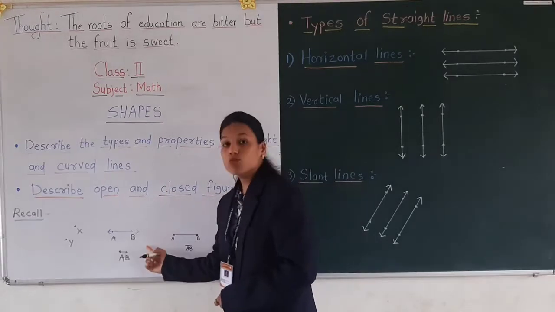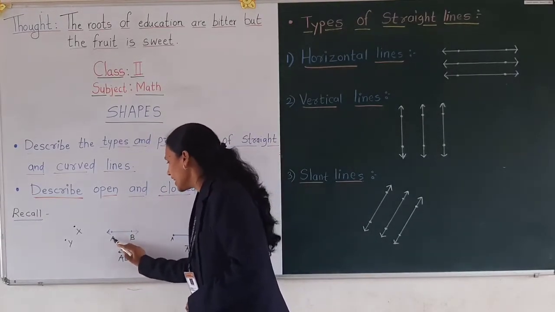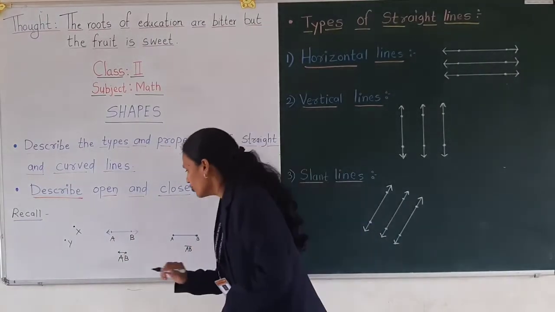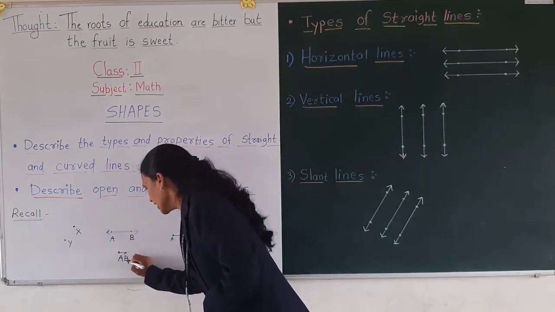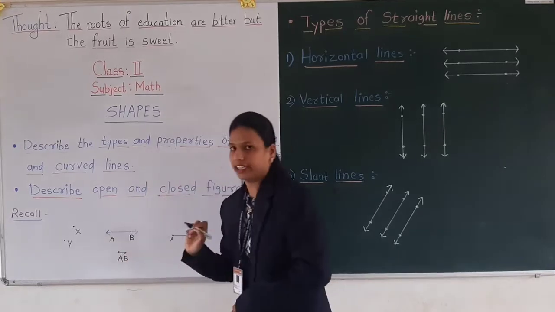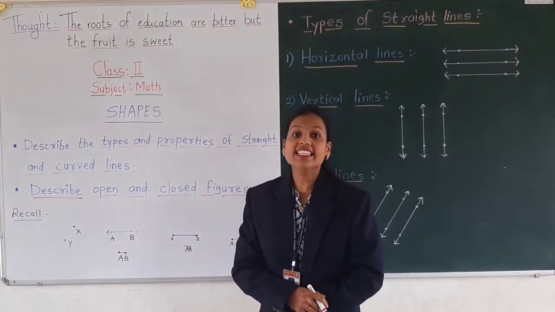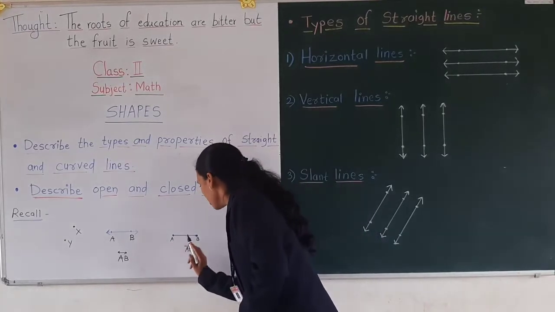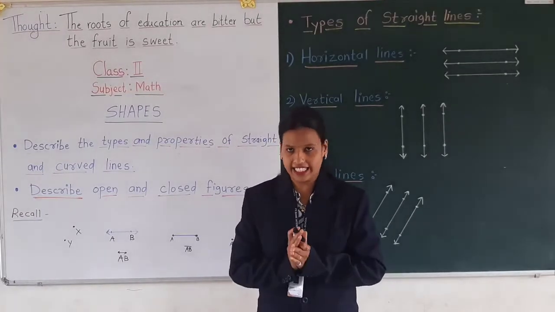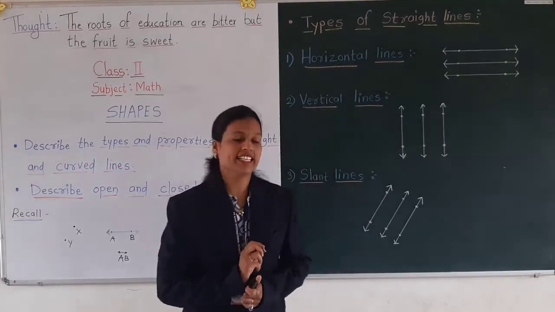Now next, what have we learned? Line. What is the name of the line? Line AB. And when we have to write it, how can we write? First mention the name AB and on the top side mention this line. Okay? And after that, what have we learned? Line segment. Line segment AB. A line segment has a definite length. Right? AB, and on the top side mention line segment.